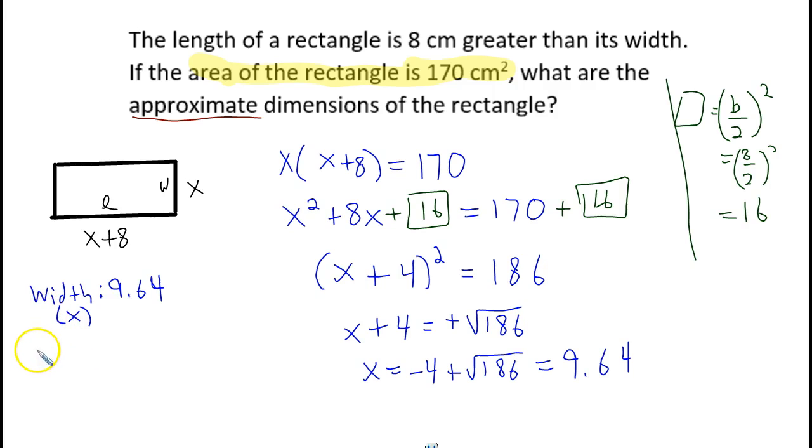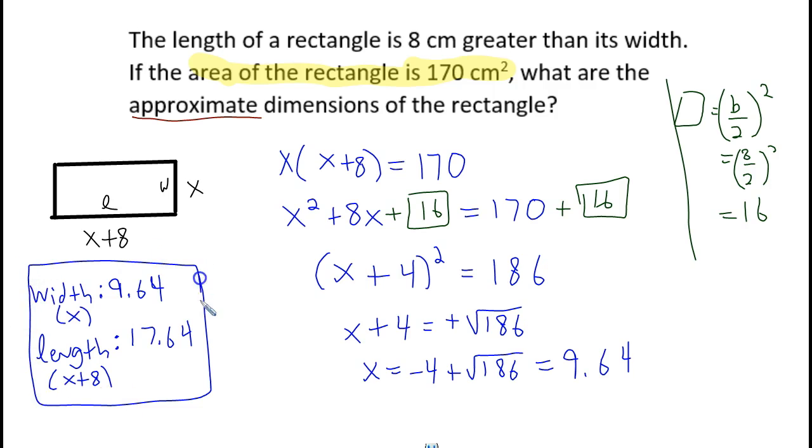The length is the other dimension of this rectangle, and it's represented by x plus 8. And we can find the length of this rectangle by taking 9.64, the approximate width, and adding 8. And that should give you about 17.64. That's the approximation. So these are the actual answers. These are the 2 dimensions that we're looking for, or something very close to them.